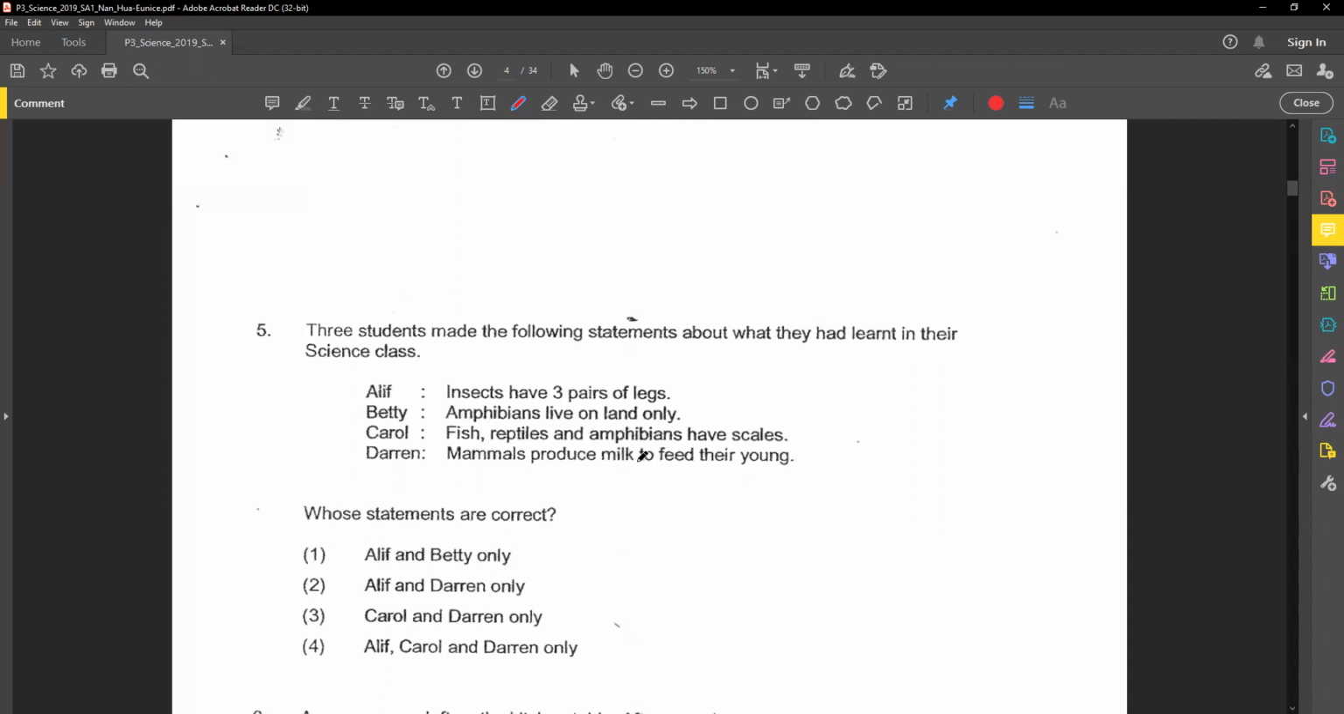Question 5 also tests your knowledge on animal characteristics. Alif is correct in saying that insects have 3 pairs of legs. Betty is wrong because amphibians live on both land and water, such as frogs. Carol is also wrong because fishes and reptiles have scales, but amphibians have moist skin. Darren is correct in saying that mammals produce milk to feed their young. So the correct answer should be 2.